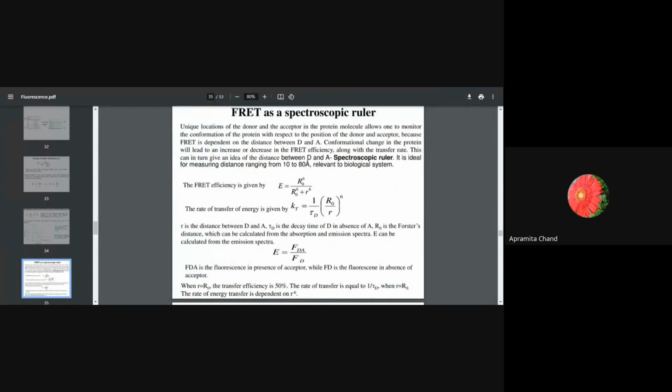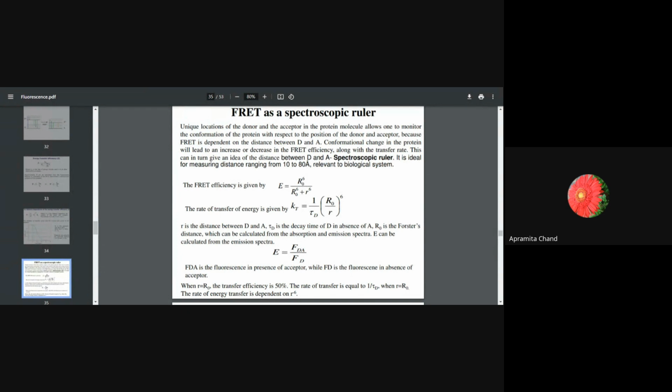So this is a summary of FRET and what it can do. It is usually ideal for measuring the distances between 10 to 80 angstroms, which is relevant to the biological system. The efficiency and the rate of transfer we have already dealt with. And unique locations of the donor and acceptor in the protein molecule can allow one to monitor the conformation of the protein with respect to the position of the donor and acceptor.